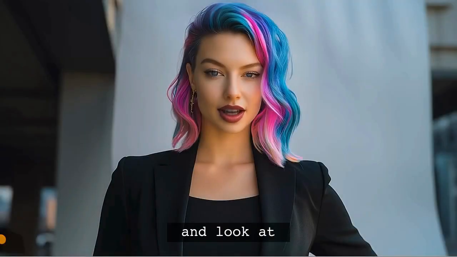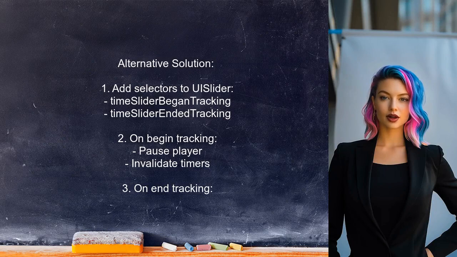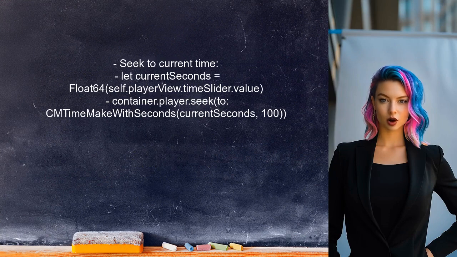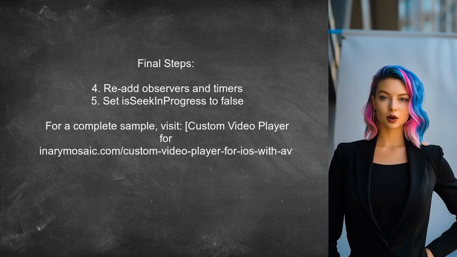Let's move forward and look at another answer. An alternative approach suggested by a user involves adding selectors to your UI slider. First, set up the slider to track when the user begins and ends interaction. When the user starts tracking, pause the player and invalidate any timers. Once the user finishes, seek to the current time based on the slider's value. After seeking, remember to re-add any observers and timers and set seekInProgress back to false. For a complete example, you can check the link provided by the user.